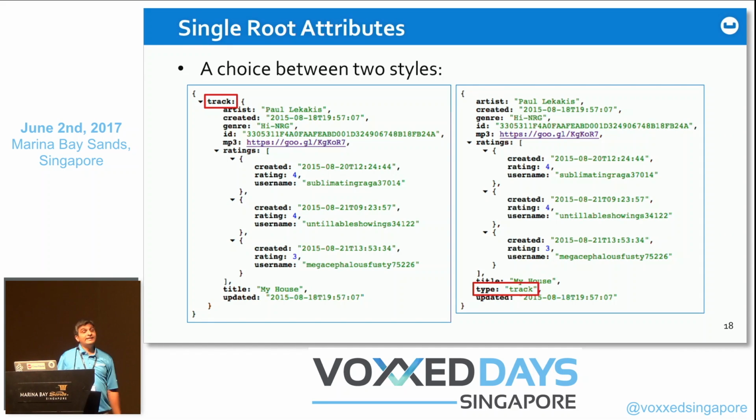While in the second case, I cannot say select track dot star. I have to say select star from the bucket name where type is equal to track, where type is equal to employee, where type is equal to playlist. So when I have the type attribute here, I always have a where clause associated with that. So that's a matter of style, a choice between two documents.